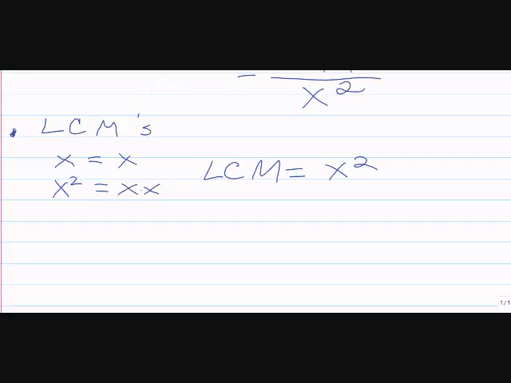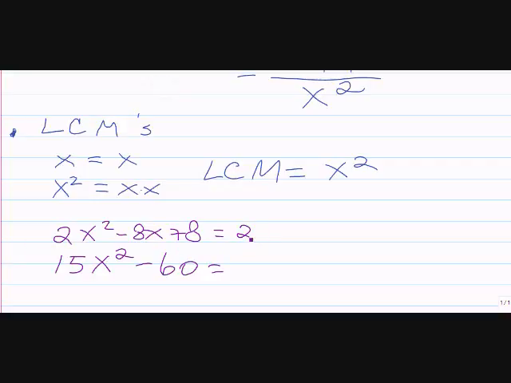Okay, let's look at another one. Let's now get to what we're going to be doing today. Let's go 2x squared minus 8x plus 8 and 15x squared minus 60. Well, the best way to find these common multiples is to factor. So let me start factoring the top one here.